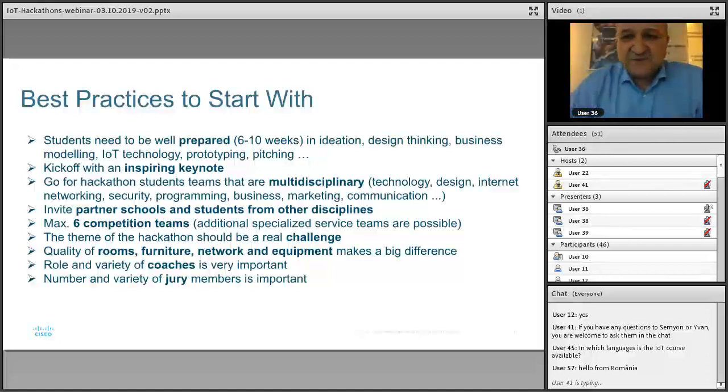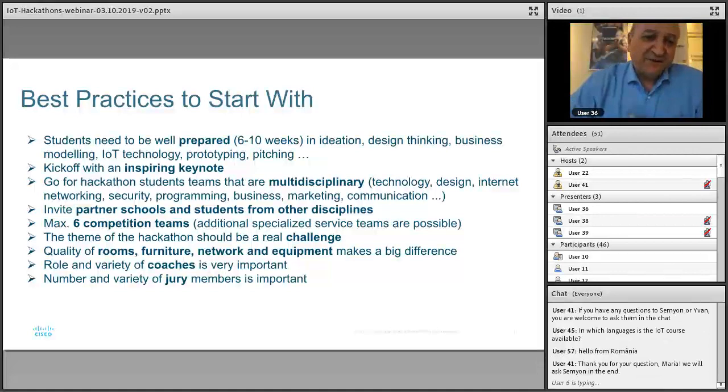Here are some best practices to start with. The preparation is most important. A hackathon without preparing students or teachers or coaches will result in uninteresting solutions for uninteresting problems. So we need creativity, we want innovation, and we need a good preparation for that. Also, I think that the kickoff, someone explaining the problem or a witness of the situation that we have to solve, should be an inspiring person. So the start of the hackathon is very important.